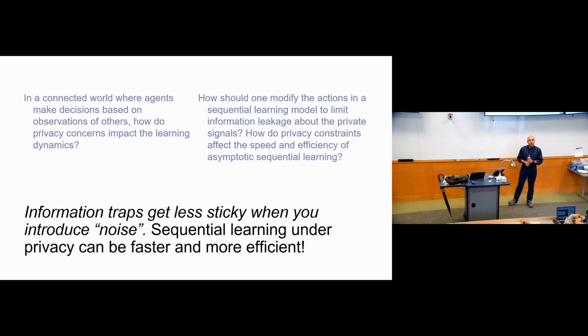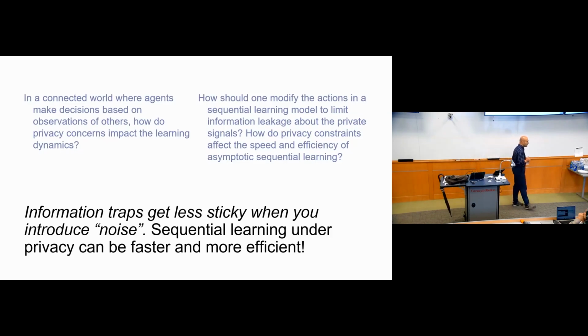So we can think about this as an information trap. But now, privacy can make this information trap less sticky because actions are going to be less revealing about private signals, and the majority may be less reasonable to follow. So it could be that learning improves from that perspective. But it could also work the other way, in the sense that actions are less informative about the signals, therefore agents learn less from each other. And that can hurt the quality of learning.